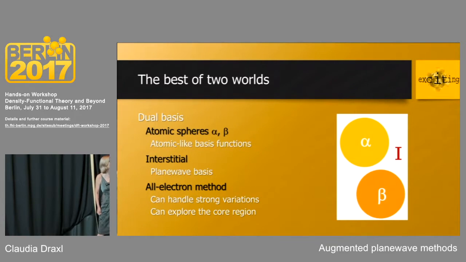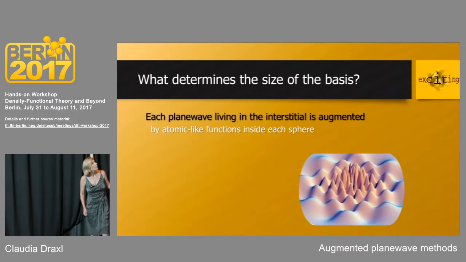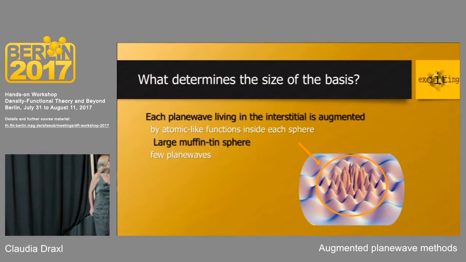So why is this good? Because in the interstitial, where the density is not varying so much, a plane wave basis is quite good, whereas close to the nuclei, where you have the strong oscillations of the potential and of the wave functions, the atomic wave functions make more sense, because you don't need so many in order to expand your wave functions there. So what we do here: each plane wave coming from the interstitial is augmented in the atomic sphere by these atomic solutions. So you may ask then the question, what determines the size of the basis?